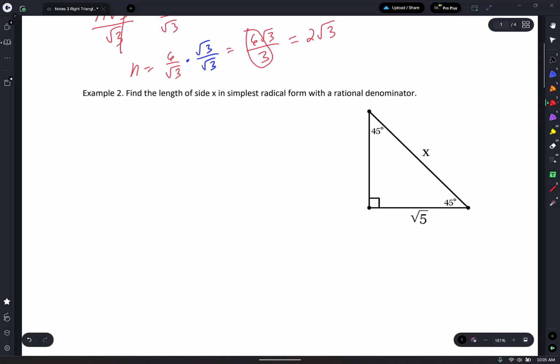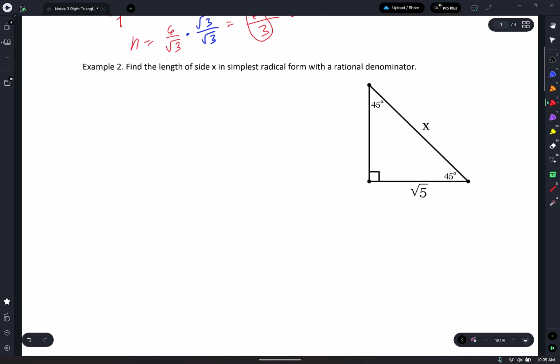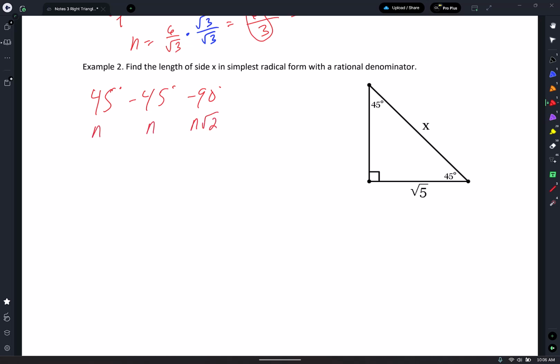It says find the length of side x in simplest radical form or rational denominator. This is a 45-45-90 triangle. So I'm going to write the expression right here. For a 45-45-90 triangle, the expression is n square root of 2. Don't be a robot. Those come from somewhere. So if this is square root of 5, this is also square root of 5. I want to figure out what the hypotenuse is. So all I have to do is take the square root of 5 and multiply it by square root of 2.